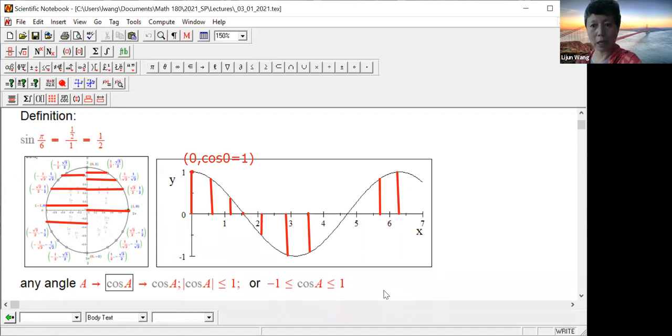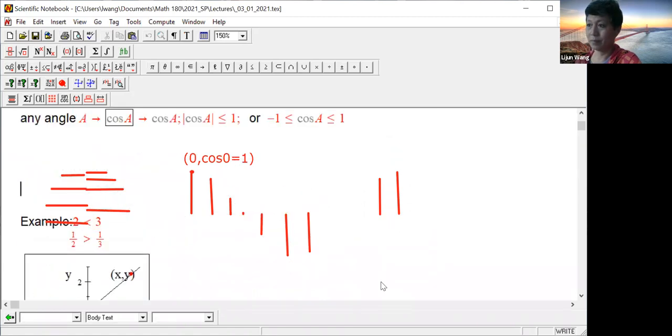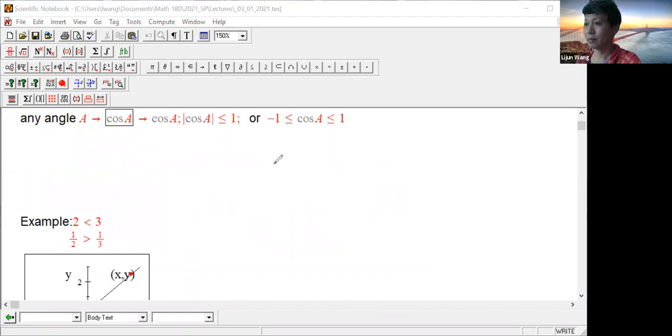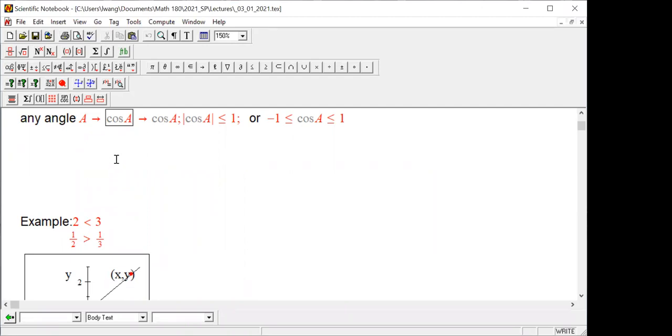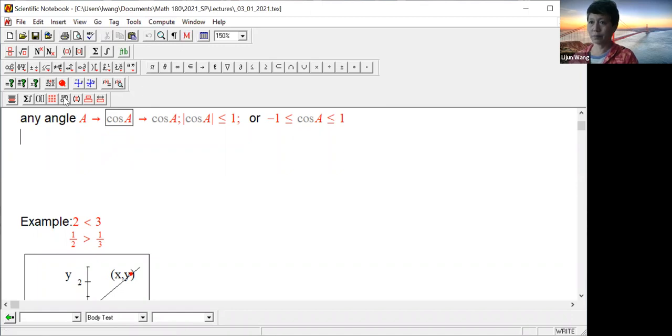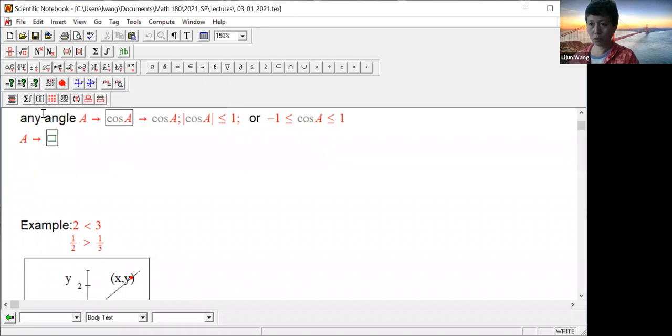Now, how about for tangent? Domain and range for sine, cosine, everybody understand. How about for tangent? What is the domain for tangent? Okay, so let me clean up. Tangent. Angles that go in tangent, right? The rule of tangent. What is the rule of tangent? Tell me, what's the rule of tangent?